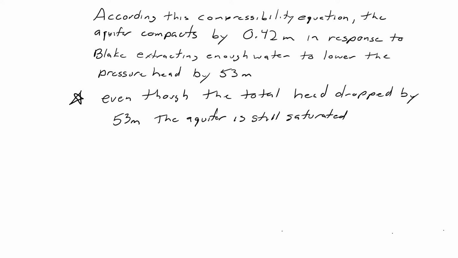How do we know that the aquifer was still saturated? The total head was above the confining layer, right? So that means that your aquifer still had to be saturated and still under some pressure. Blake can still suck more water out of that thing. Now eventually he'll get to the point where he will start to drain that aquifer, and then it's going to pack down even faster.